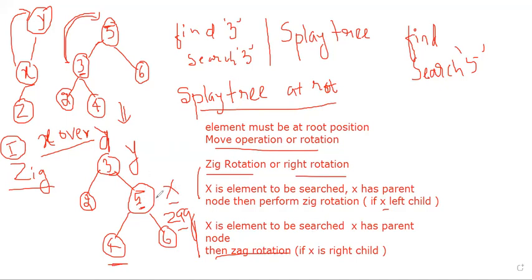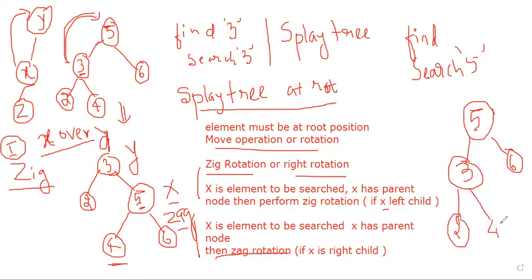The element to be searched is on the right side of the root node. So we'll perform the zag rotation to make this x the root node. By doing this, we get the binary tree with 5 as the root node, then 6 is on the right side, 3 is on the left side, and 2 and 3 are the left and right children of node 4. Okay, this is what we got.